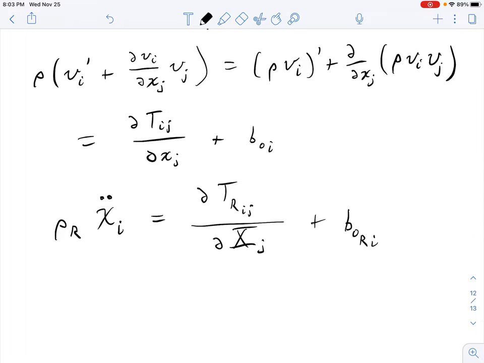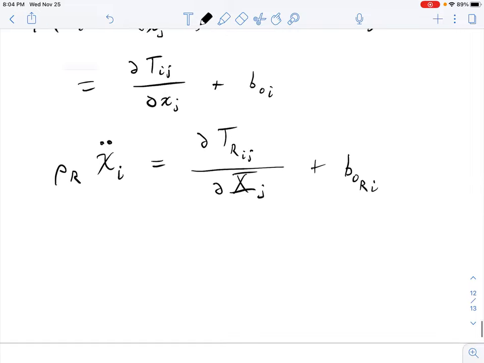So that's pretty cool. Now we have local forms for these, and if we can come up with a way of expressing the Cauchy stress or the first Piola-Kirchhoff stress in terms of state variables like displacement or position or velocity, we'd have ourselves a nice closed set of equations. Throw in some boundary conditions, you could solve for a motion. All right, one more thing we're going to prove today is that the Cauchy stress is symmetric.